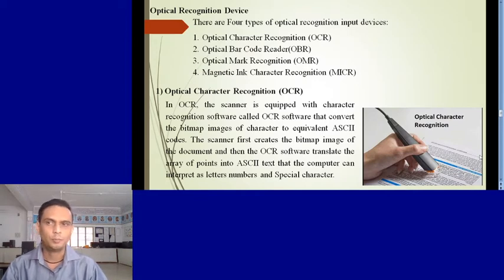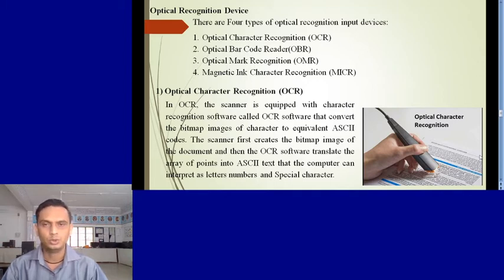Next one is optical recognition devices. Optical means laser beam. Through the laser beam we can recognize the data or material available on our document. The first one is optical character recognition, called OCR. Just like the handheld scanner, it is called optical character recognition equipment. It uses recognition software called OCR software.